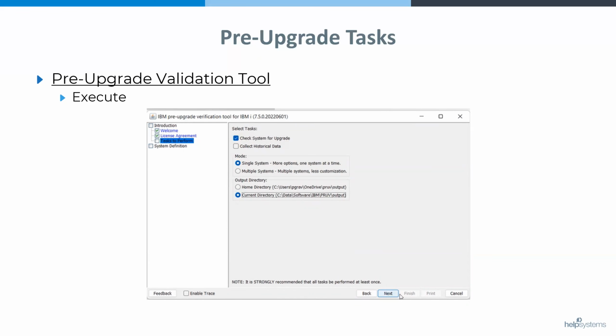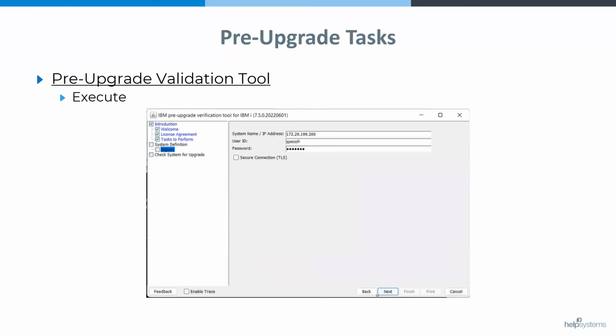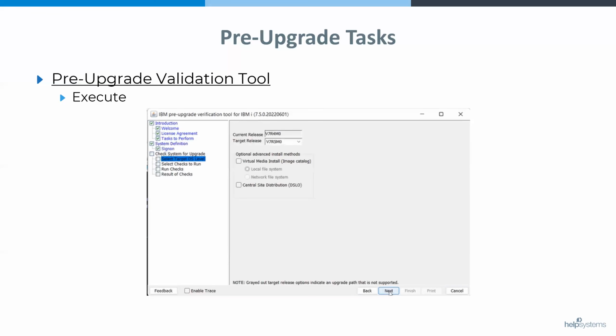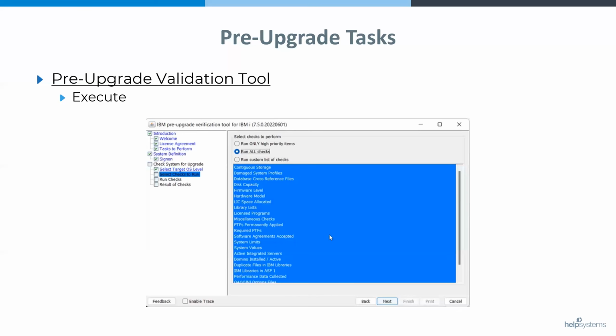Then, where do you want the output from the pre-upgrade verification tool to reside? I selected the current directory, in other words, the directory that the upgrade tool was installed in. You select next and are presented with a screen asking for the name or IP address, profile, and password. Selecting next allows you to specify the current release, which is 7.4 and you don't get to change, but the target release, I want to go to V7R5. In our instance, we're doing a virtual media install from an image catalog, from a local system.